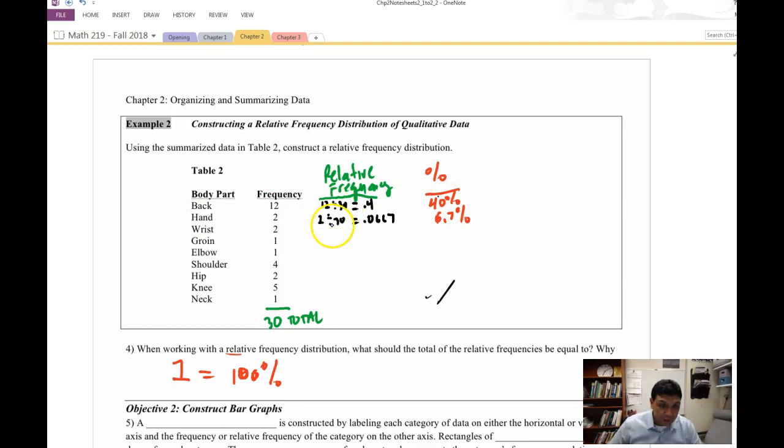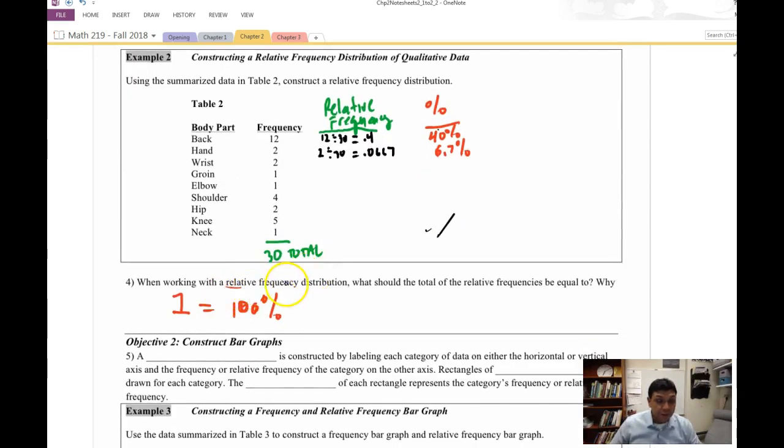For hand, it's 2 divided by 30, because that's the total amount. You get 0.0667. And that would be 6.7% if we wanted to. But relative frequency is in decimal form, a value between 0 and 1. And you can easily convert that to percent by moving that decimal over twice, 6.67 or 6.7%.